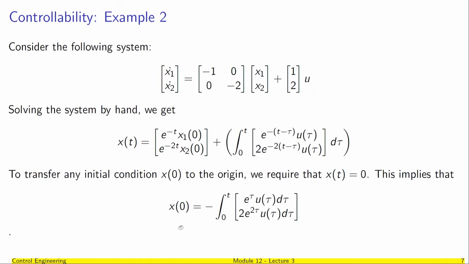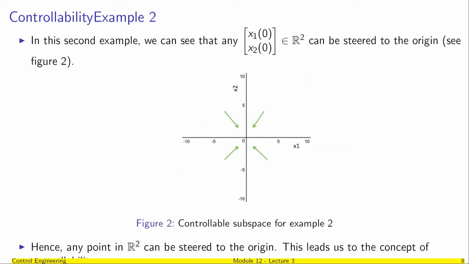Now, if I write down again the solution given certain initial conditions, with the requirement that I want to go to the origin, the equation would transform to something like this. And if I plot what is the controllable subspace, or the points starting from which I can reach the origin, it turns out to be the entire space. So, I can start at any point in the 1st quadrant, 2nd, 3rd or 4th, all will steer the system to the origin, right. So, any point in R2 can be steered to the origin. Okay. So, this leads us nicely to define the concept of controllability.